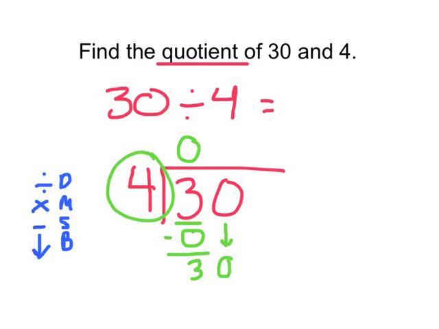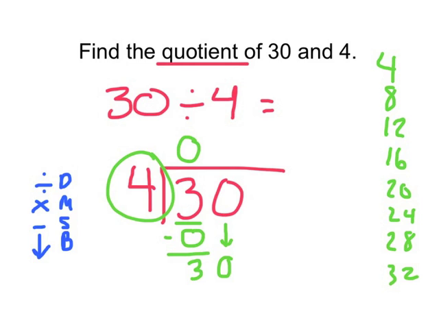Now we skip count 4s into 30. Well, if we skip count 4s, that's 4, 8, 12, 16, 20, 24, 28, 32. Well, we're trying to go into 30, so we can't use 32. That's too much. The number we want is 28. How many 4s was that? That was 1, 2, 3, 4, 5, 6, 7 of them. And so we put that up at the top for the answer, 7.